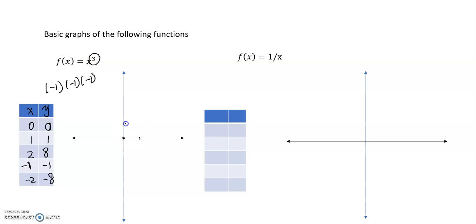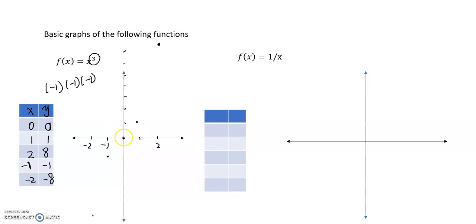X is 1, y is also equal to 1. But when we pick -1, we notice we also get -1. So you can kind of see it's symmetric about the origin right here. So if we pick x equal to 2, we get 8, which is way up there. 1, 2, 3, 4, 5, 6, 7, 8. So we're going to get a point up there. And for -2, we're going to get a point way down here.